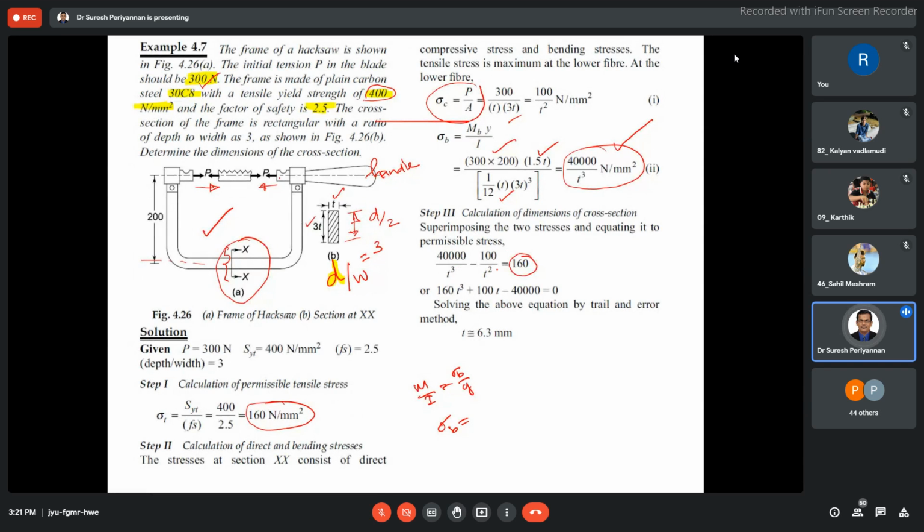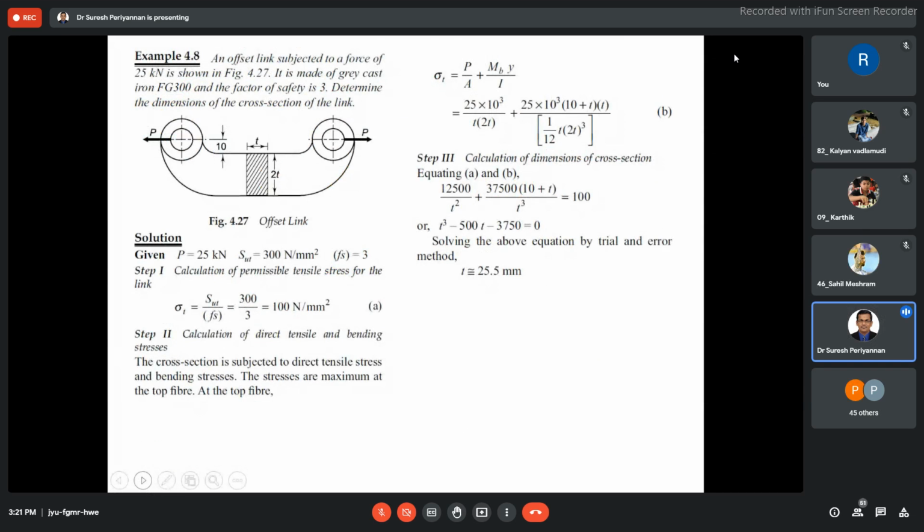From these relations, I am able to find out the thickness of the hacksaw frame. Once we find the thickness of the frame, we can find the depth of the frame. Now I can consider this as 7 mm. The depth of the frame D is equal to 2T, so the depth is equal to 21 mm. Now I come to the next problem.